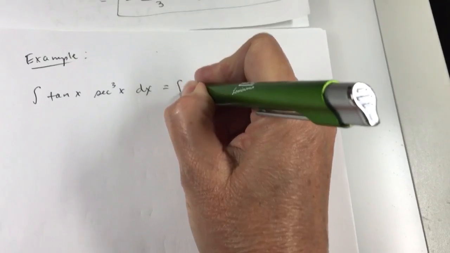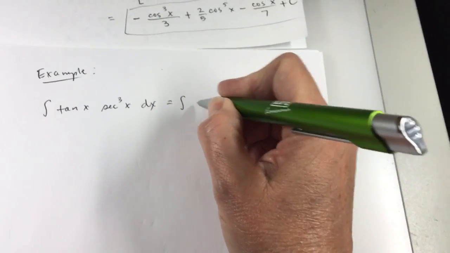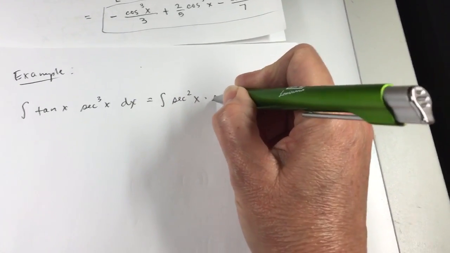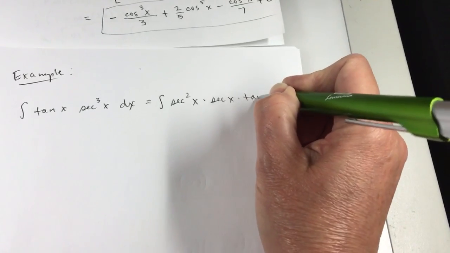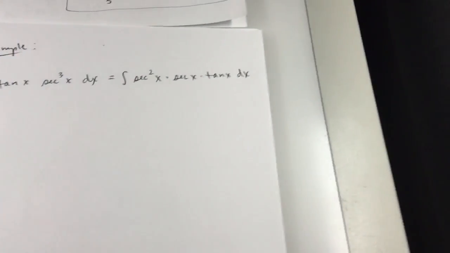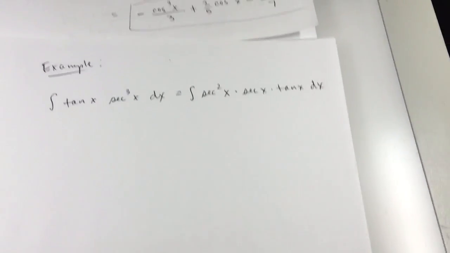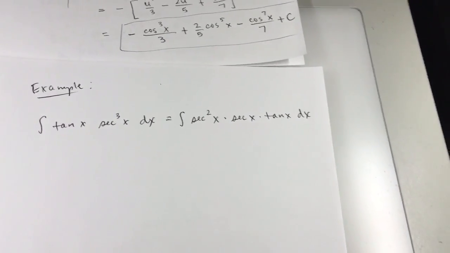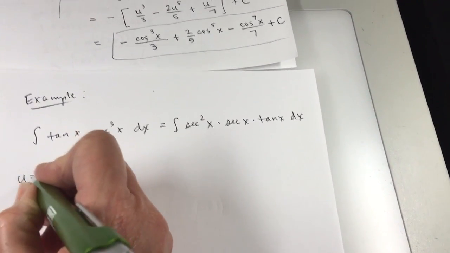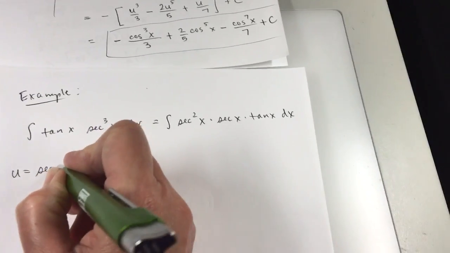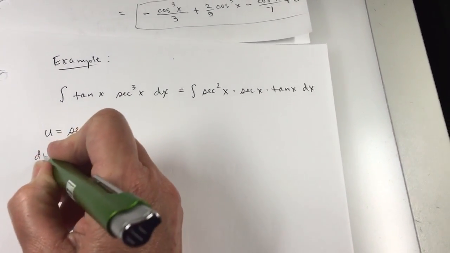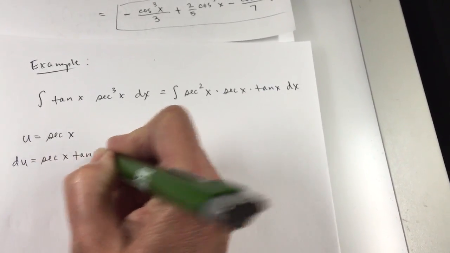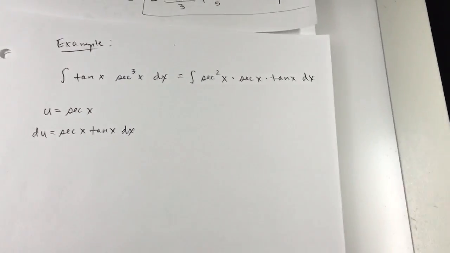If I do this, the integral of, let's take that secant cubed x and write it as secant squared x times secant x times, and now I've got my tangent x that was at the front of the problem, dx. And so I'm setting this up for u substitution. Do you see it? U will be what? U will be secant x. And then the derivative of u is secant x tangent x dx. There it is. It's all in there.